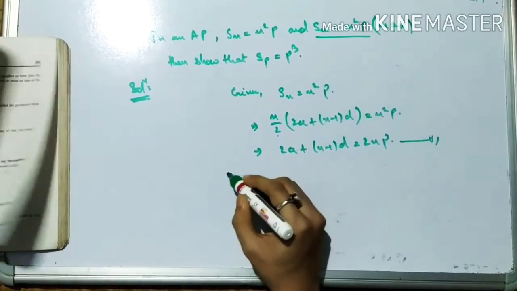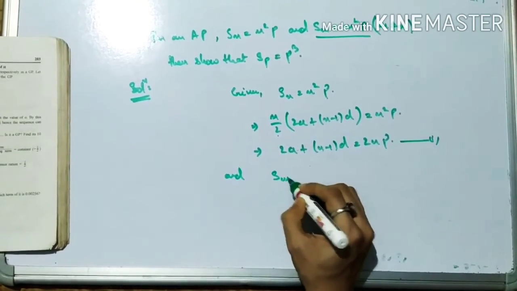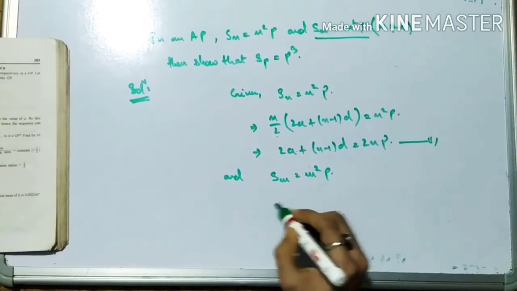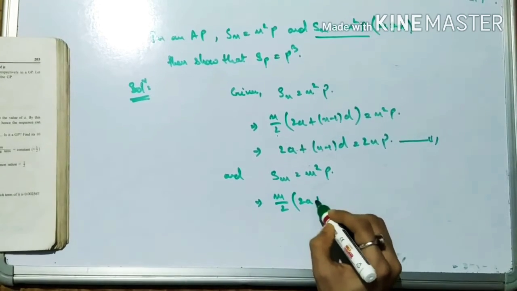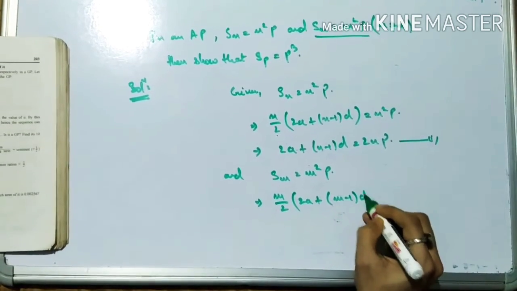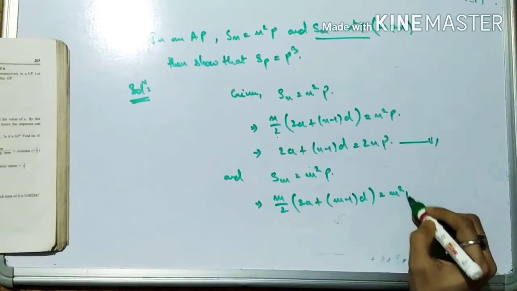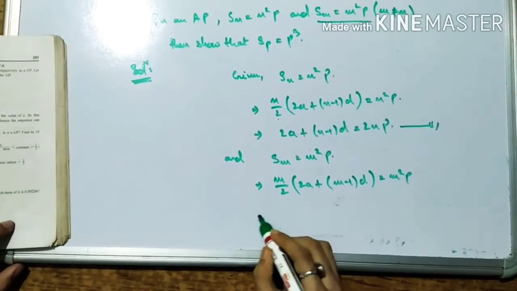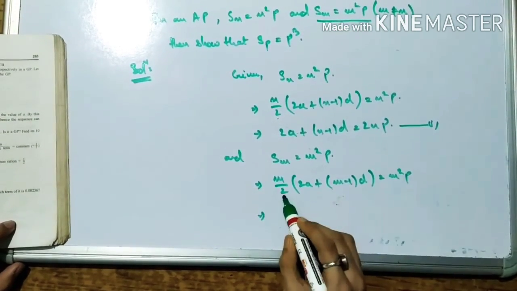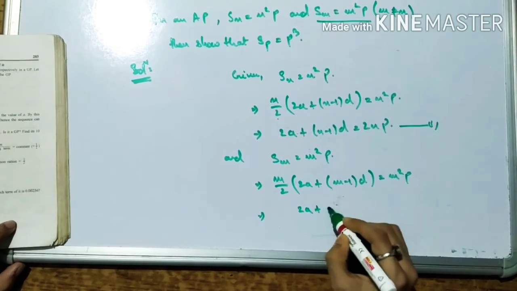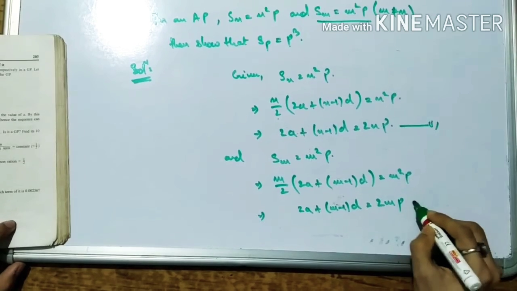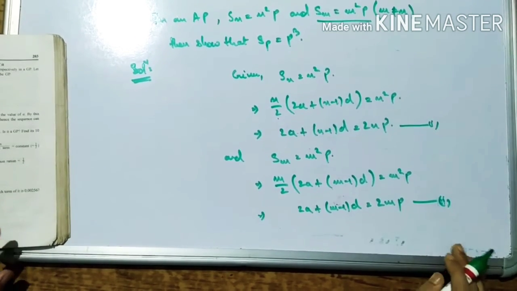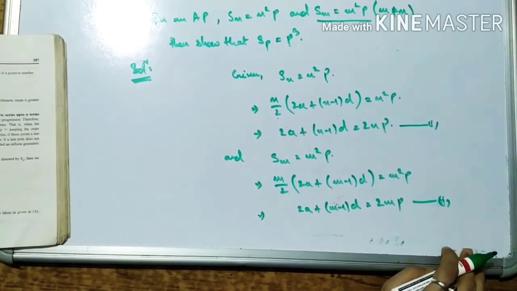And next, given Sm, and Sm is equal to m square p. Sm, how can I write? m by 2 (2a plus (m minus 1)d) is equal to m square p. Now again, similarly, m and m here cut, 2 I send that side, then I will get 2a plus (m minus 1)d is equal to 2mp. And this will be our equation number 2.